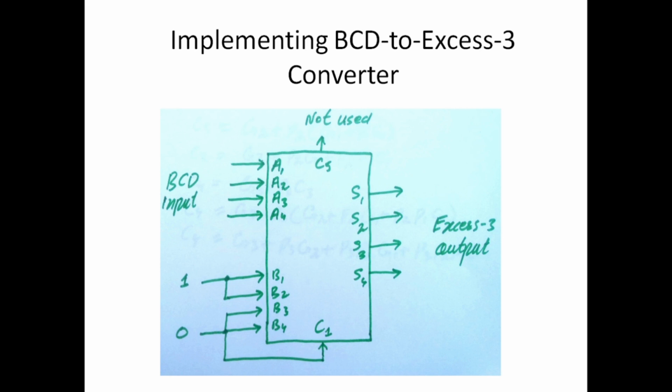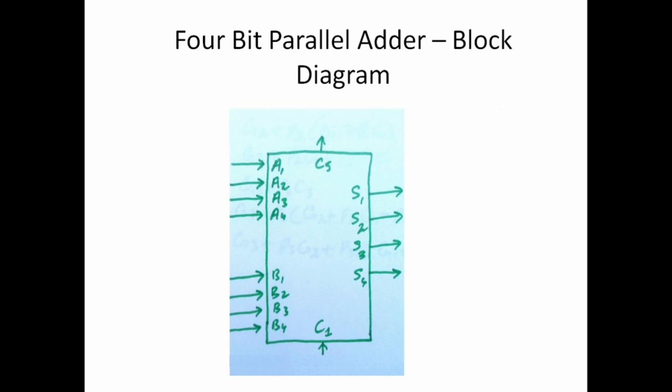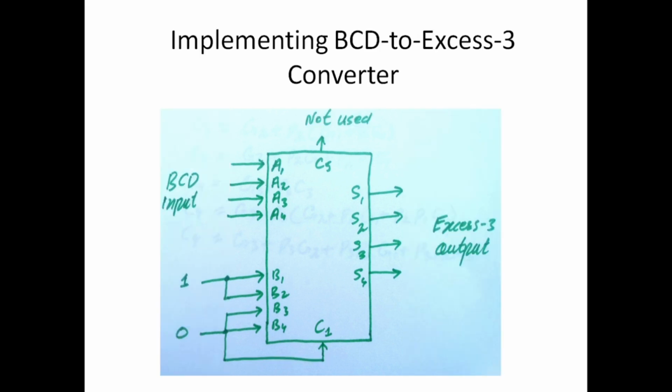We already have this IC package, a binary parallel adder, which is shown here as a block diagram. We have 4 inputs for the binary number A, 4 inputs for the binary number B, and an input carry, and it sums the two numbers and produces 4 bits of the sum and an output carry. Now let me show you how to use this IC package to implement the BCD to XS3 code converter.